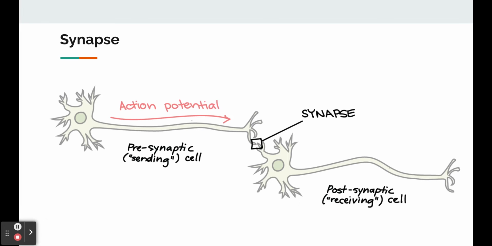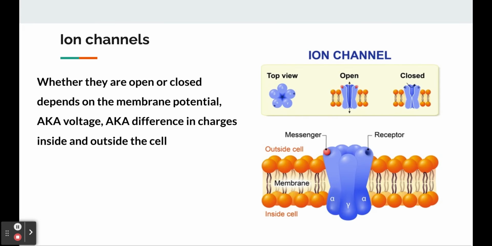Now let's further examine how the neuron relays its signal along the axon. The neuron's cell membrane is filled with ion channels, which are proteins that act like tunnels that only allow certain ions to enter or leave the cell at certain times. This is influenced by the difference in potential charges across the membrane, or the membrane potential, also known as the voltage.